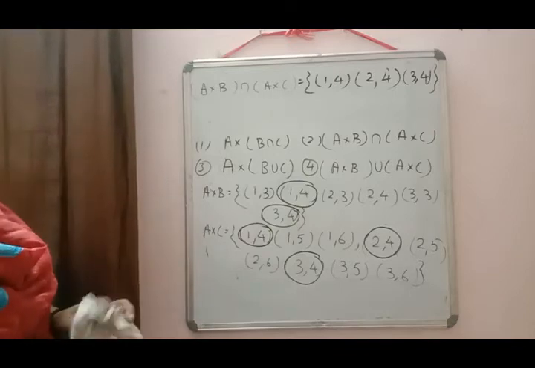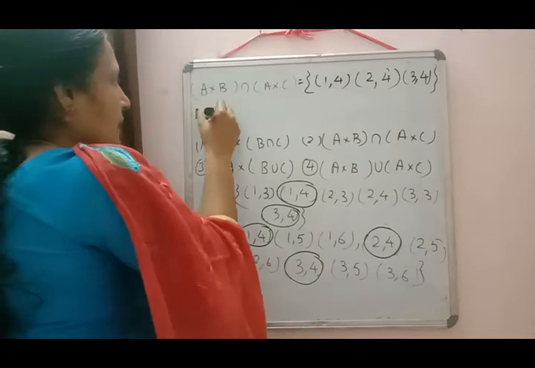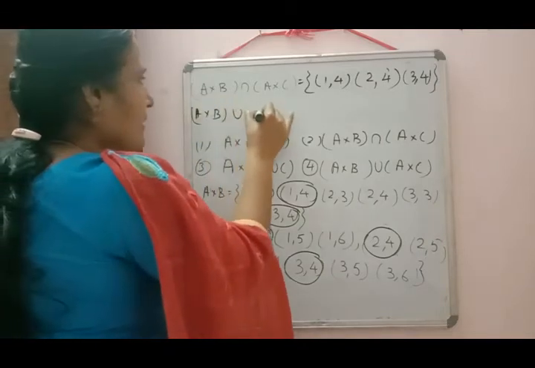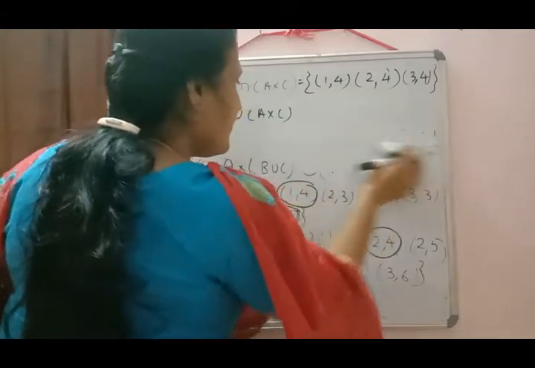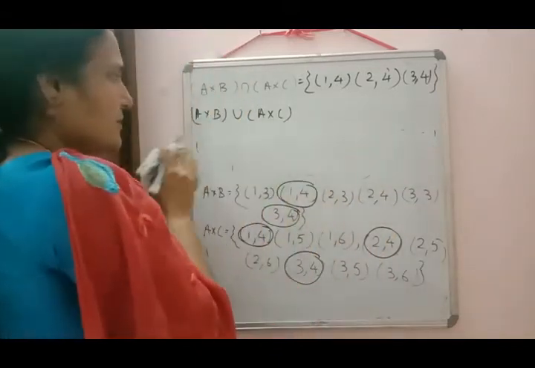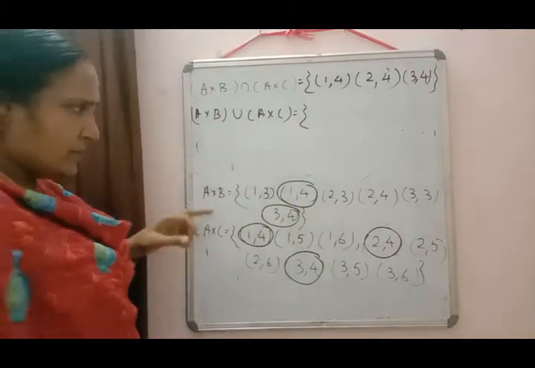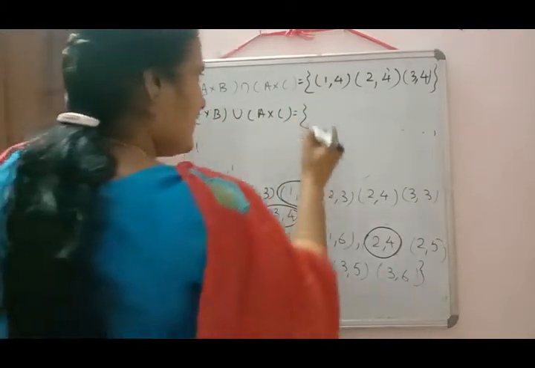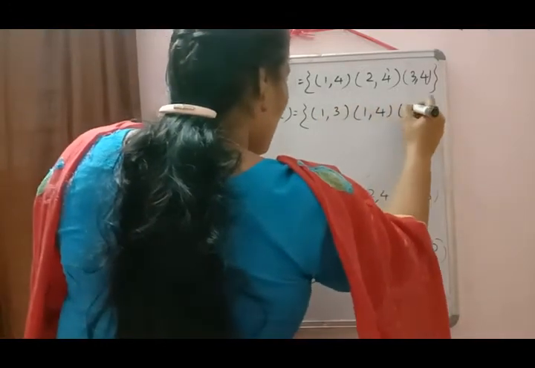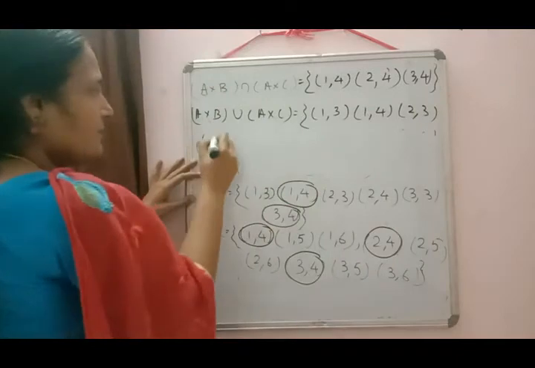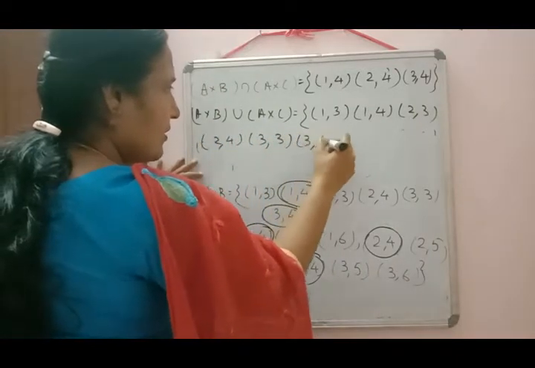We need A cross B union A cross C. So all the elements which belong to A cross B and A cross C should be written, and if anything is common we can write it once only. So shall we write all the elements? Okay. So 1 comma 3, 1 comma 4, 2 comma 3, 2 comma 4, 3 comma 3, 3 comma 4.